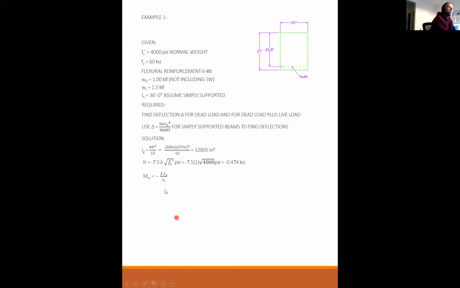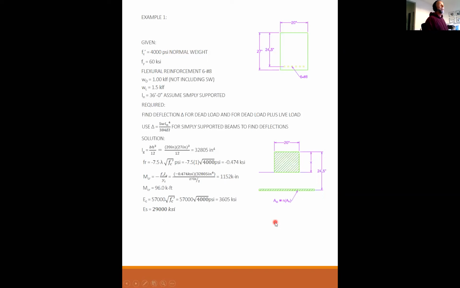M cracked is minus modulus of rupture times I gross over y_t. I plug in the values I just found. y sub t, it's a rectangular beam, so it's halfway, so 27 over 2. And I get for M cracked 1,152 kip inches, or 96.0 kip feet. Modulus of elasticity is 57,000 square root f prime c. So 57,000 times root 4,000 is 3605 KSI. The modulus for the steel is 29,000 KSI.